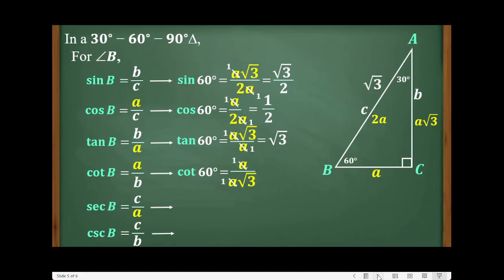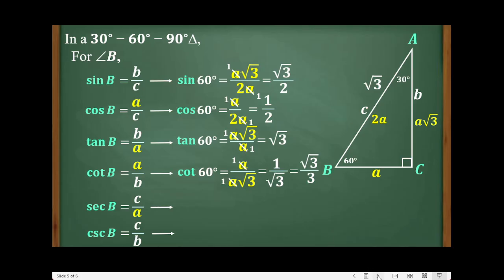1 over square root of 3. Now, if we're going to rationalize the denominator from this value, the simplest form would be what? Square root of 3 over 3. So this is the equivalent of cotangent of 60 degrees.